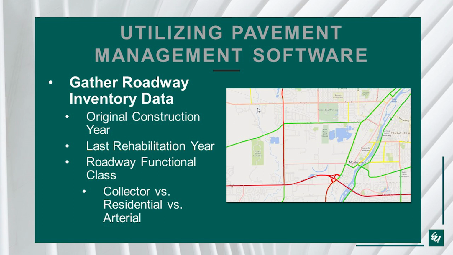And then the roadway functional class. One thing you can do with these software packages is analyze your residential streets, or even one single subdivision by itself if you wanted to, or you could analyze only your collectors or your arterials, and you can have different decision trees for your collectors versus arterials versus residential. Typically, you probably want to maintain a higher level of service and not let your PCI drop as far on your collector and arterial streets versus your residential.